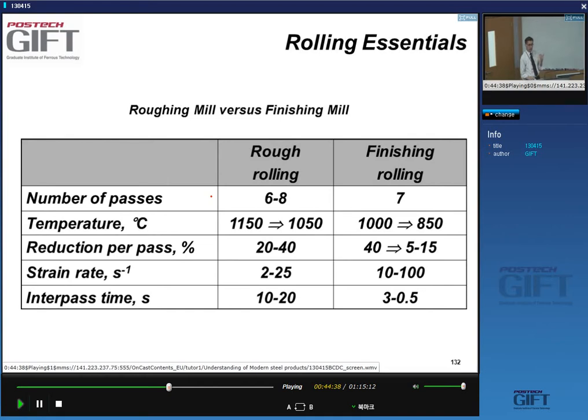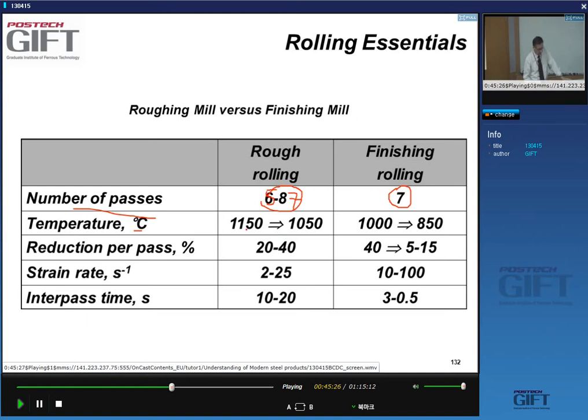So let's compare now the difference between rough rolling and finishing rolling in a hot strip mill. The number of passes: 6 to 8 for rough rolling. Actually, it should be 5. It kind of depends, 5 to 7. It always has to be an uneven number of passes, right? Because if you do 2 passes, you're back in front of the roughing mill. So 5 to 7. But this is a general statement here.